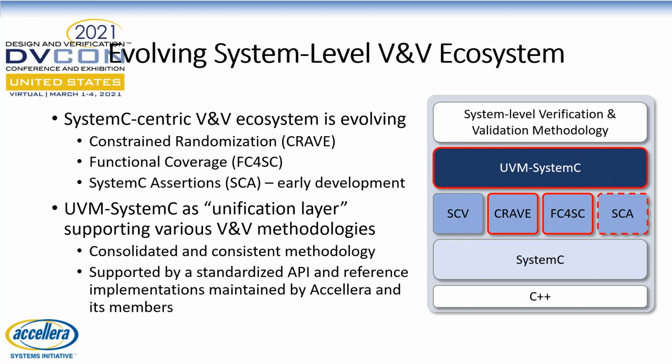The SystemC-centric V&V ecosystem has been evolving over the past years. It contains now almost everything for a proper verification system by having means for constraint randomization, functional coverage, and assertions. UVM-SystemC's goal is to provide a unification layer to group and support those aspects via a consolidated and consistent methodology. This approach is supported by a standardized API and reference implementation maintained by Accellera and its members.